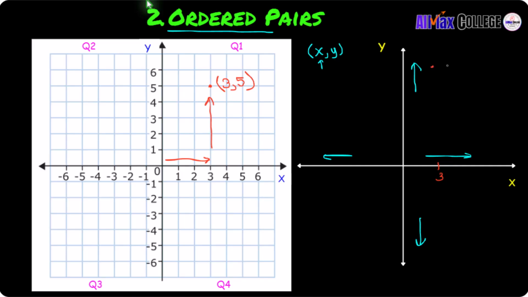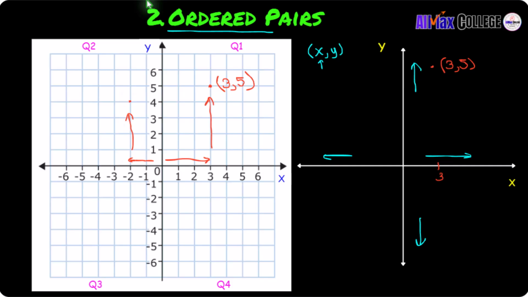Now, let's try (-2, 4). Start at the origin. Go left 2 because it's negative. Then go up 4, plus 4, and dot. (-2, 4).